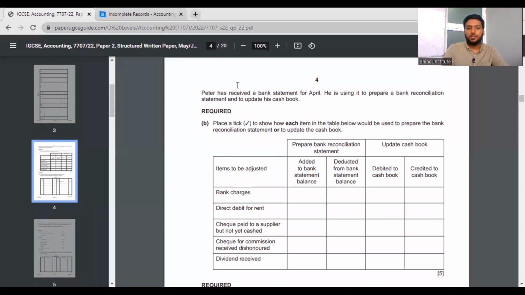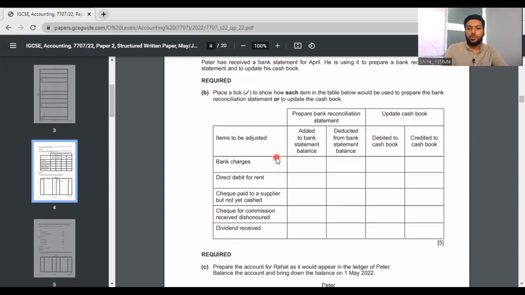Peter has received a bank statement for April. He is using it to prepare a bank reconciliation statement and to update his cash flow. Place a tick to show how each item in the table below would be used to prepare the bank reconciliation statement or to update the cash flow.